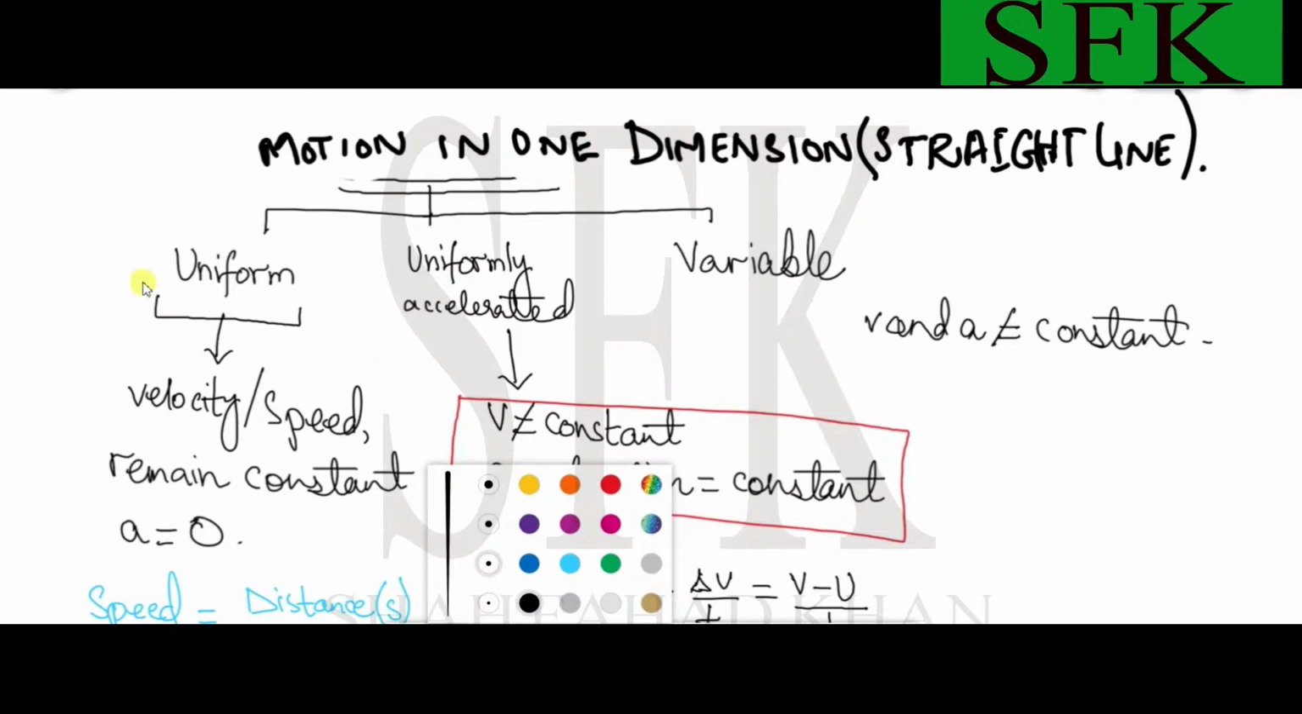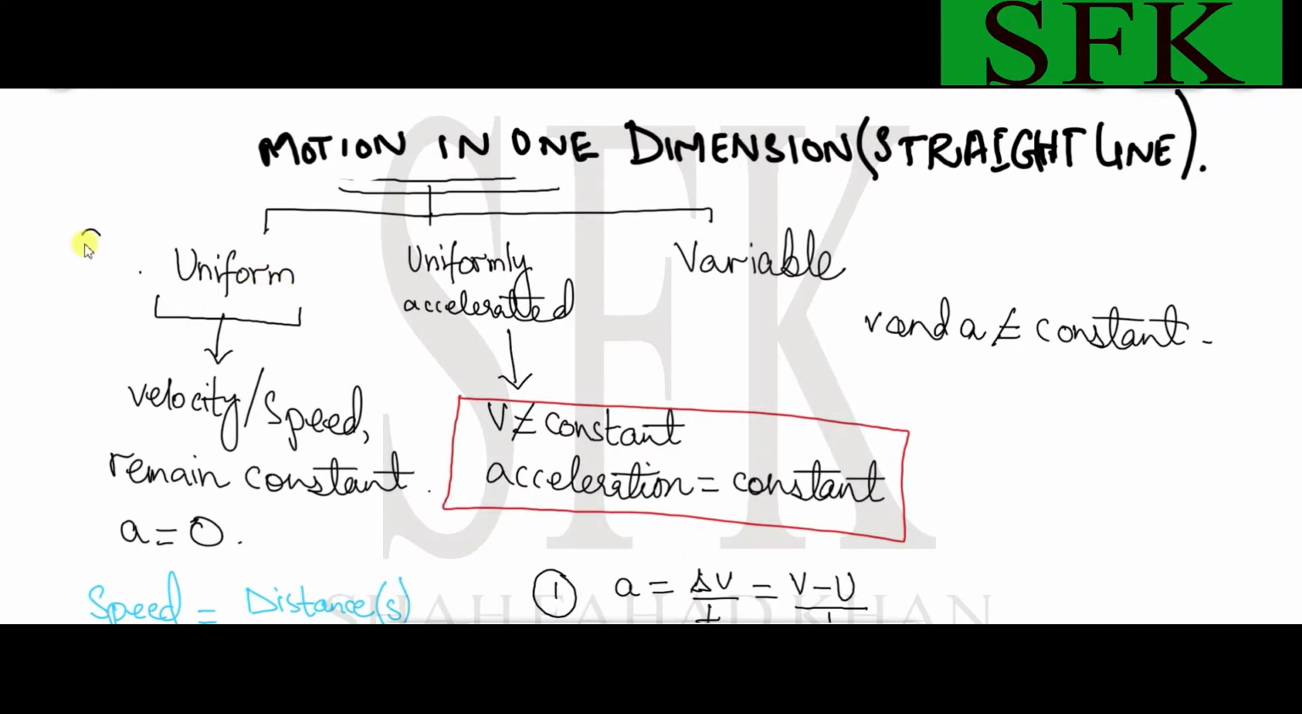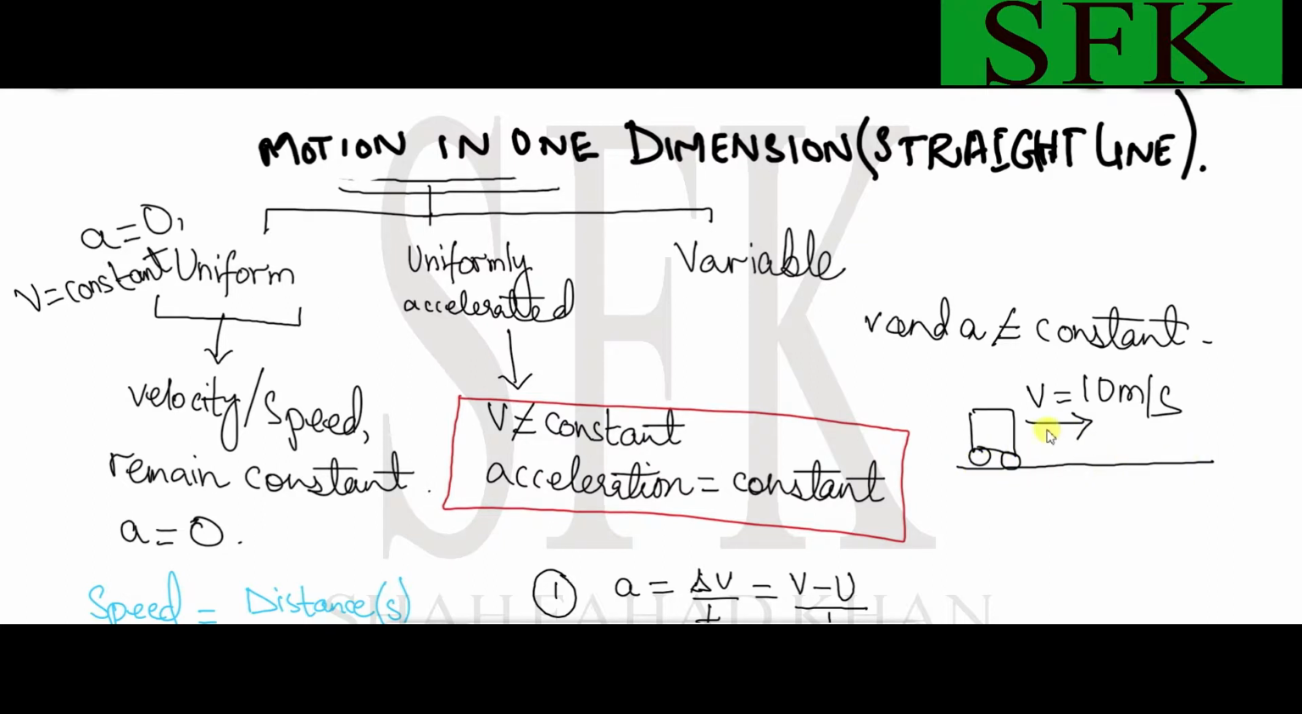Uniform motion is a motion in which acceleration is zero and velocity or the speed is constant. The speed does not change. Let's say I have a small car and it keeps moving with a velocity of 10 meters per second in a straight line, and this velocity does not change. We say that this body is undergoing a uniform motion. The velocity and the speed remain constant.